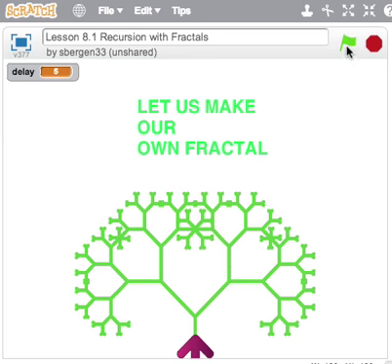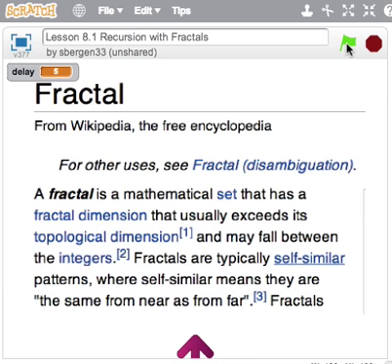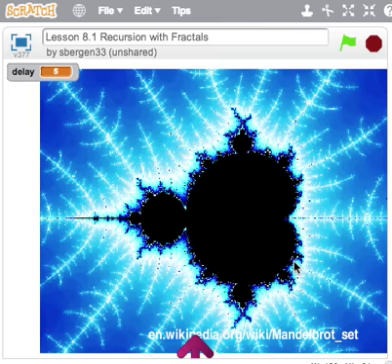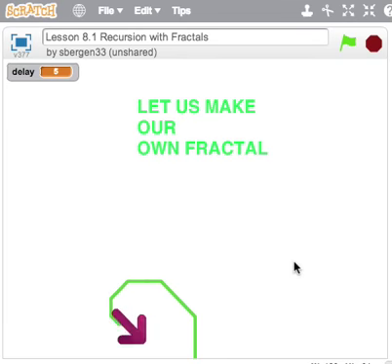Okay, let's take a look at a few other famous fractals. This is a tree fractal. The next fractal coming up here, in this little slideshow, is a definition of fractal, and the key word is self-similar patterns. There's your tree fractal again. This is called a Mandelbrot set. It's a fractal of circles and boundaries. Here's a triangle fractal called a Sierpinski triangle.